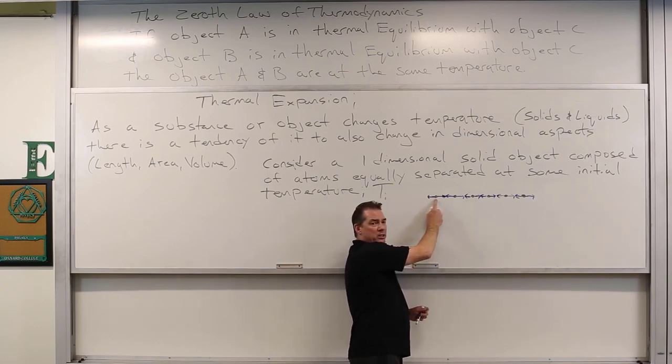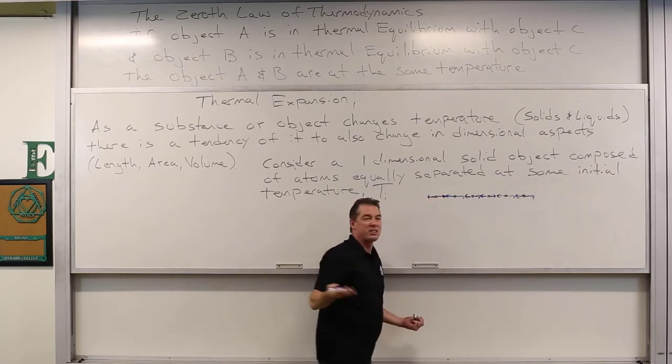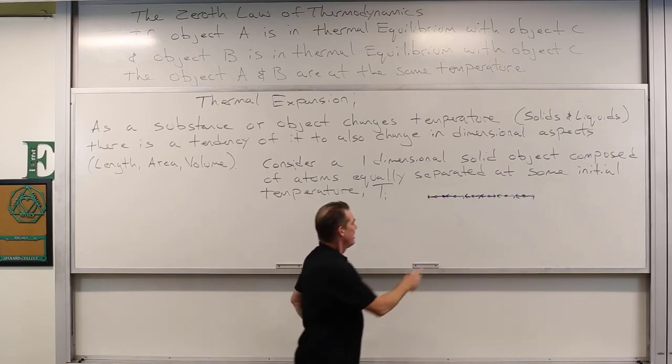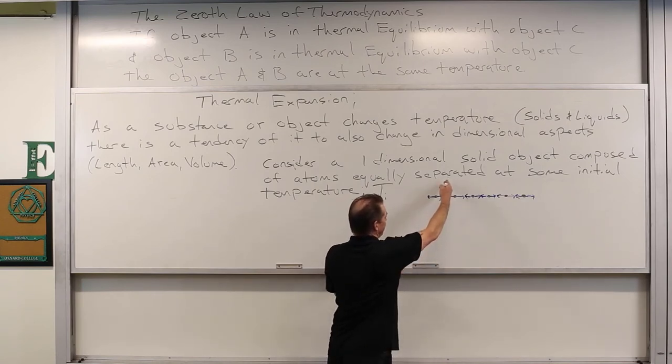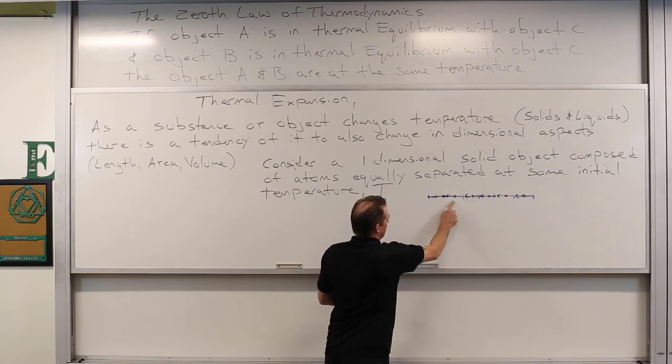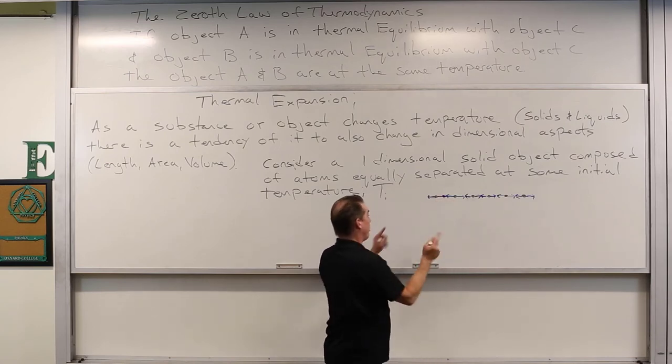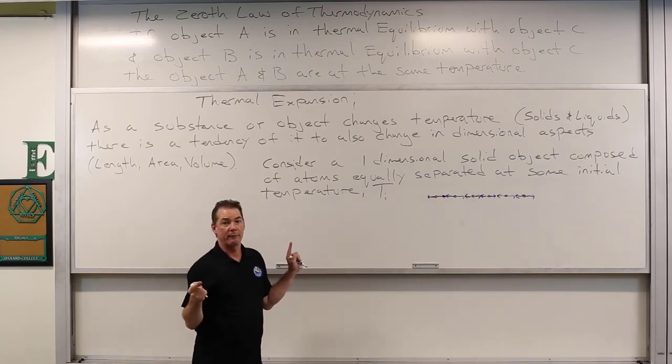That's its equilibrium position, but sometimes it's over here, sometimes it's over here. It just oscillates. It's like a little simple harmonic oscillator, in a sense. And there has to be this sort of spacing right here between two adjacent atoms to allow them both to oscillate back and forth.